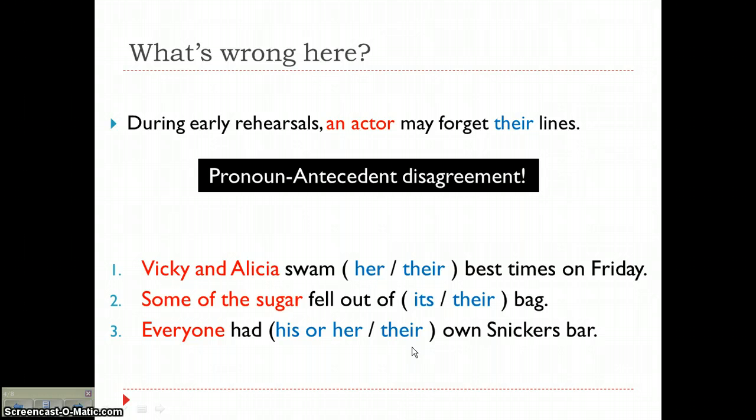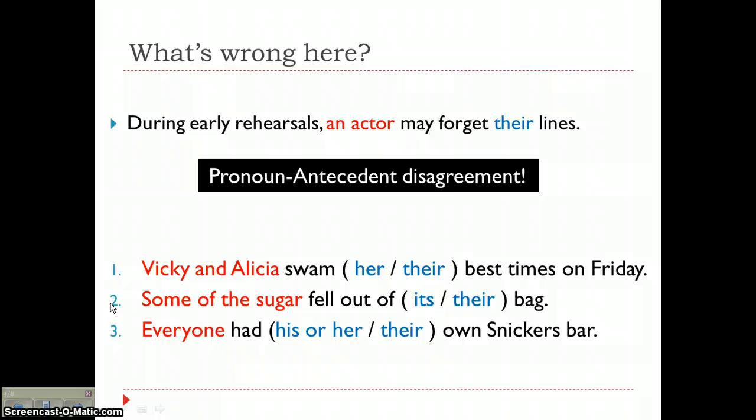Vicky and Alicia swam her best times on Friday, or their best times. Well, I think this one's pretty easy. It's obviously going to be "their" because you know that Vicky and Alicia are a plural antecedent. There's 2 people there, so you need a plural, and "their" is plural. I think even just saying this one out loud, most people would go, Vicky and Alicia swam her best times on Friday. Like, most people know that just sounds incorrect.